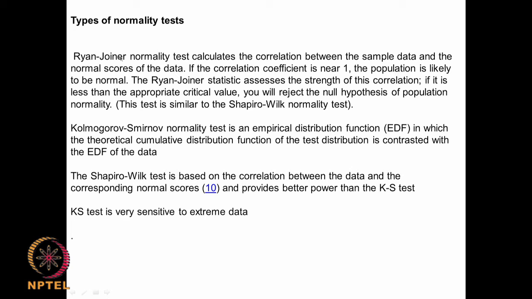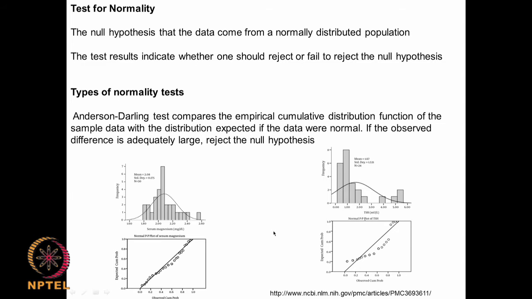This Shapiro-Wilk is almost similar to Ryan-Joiner, and basically you are having a correlation between the data and the corresponding normal. So, it is a better test than this particular one. So, we have different approaches by which we could do this.